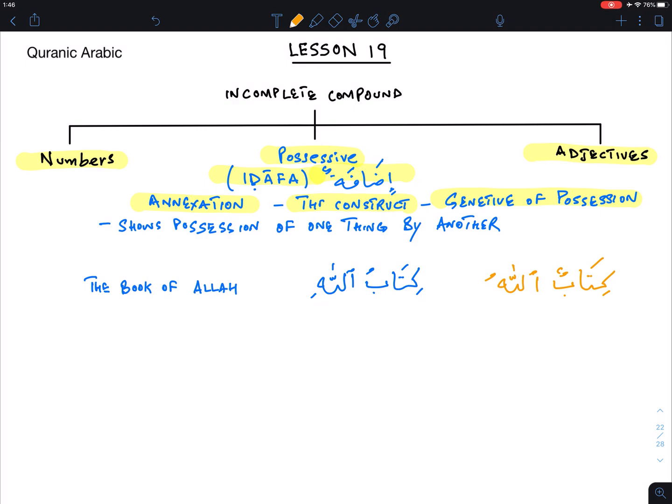Kitabun and Allahu now becomes Kitabullahi. Notice how the tanween is dropped. There is no tanween on this first part. Secondly, Allah, look at what has happened here. Allah is no longer in its uninfluenced condition.